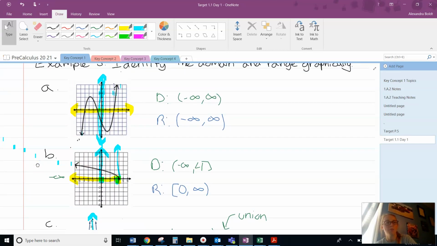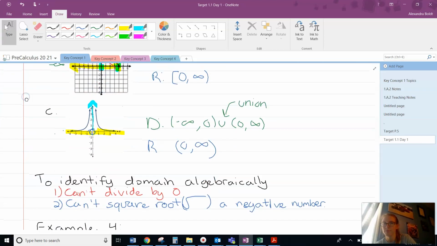If I look at A and A here, right, I can draw this and never have to lift up my pencil. I can draw this one and never have to lift up my pencil. This one, not so good. I have to lift it up in the middle. Okay, so C here is the only one that's not continuous.